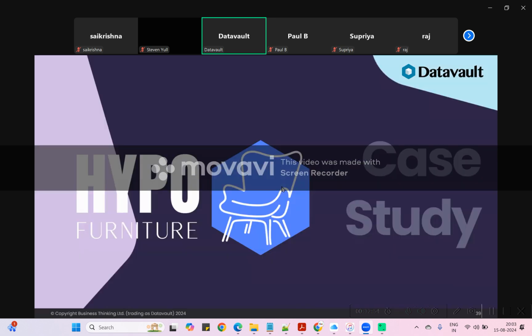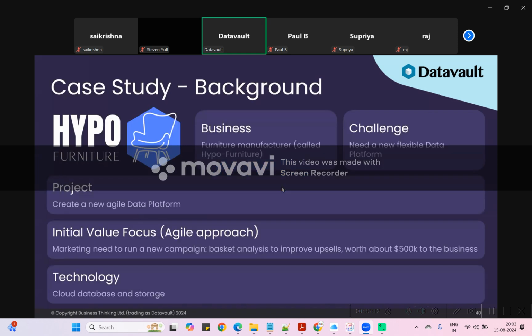Okay, now let's talk a bit about the case study, and then after that we'll talk a little bit more about where Data Vault comes from, and then we'll go back to the case study in the second part of the presentation. So we've got here a furniture business, which is called Hyper Furniture. We've made all this up, of course, and the challenge is that they need to build out a new data platform. They've chosen Data Vault as the method to do that.